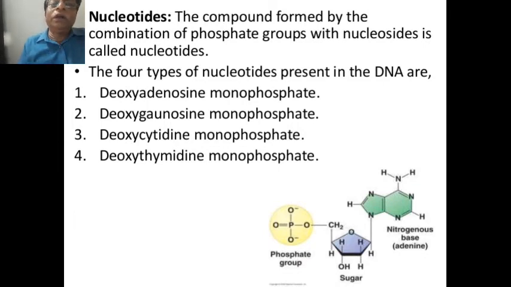Now, for example, write the components of deoxyadenosine monophosphate. Question is for 3 marks. So you have to write the base, adenine. You have to write the sugar, deoxyribose sugar, and the phosphate. 3 units carries 3 marks. So that's all about the bases, nucleotides and nucleosides.